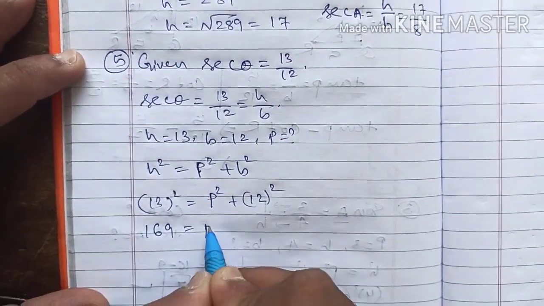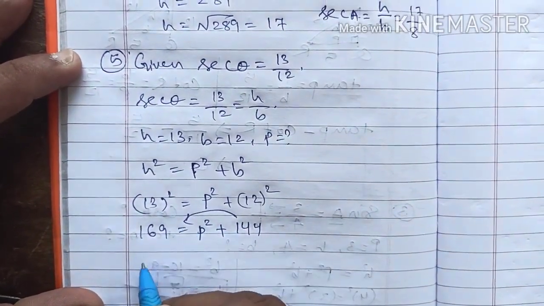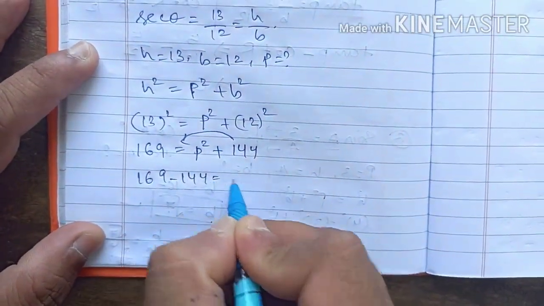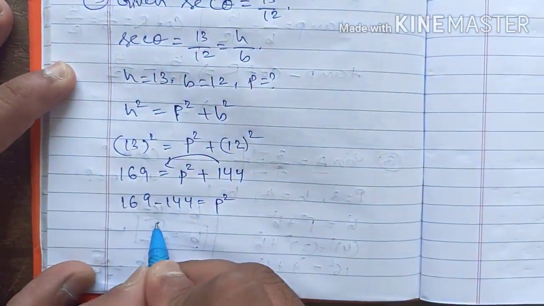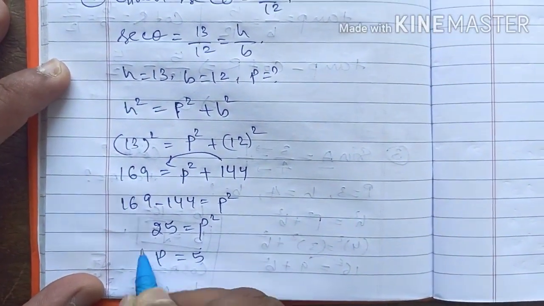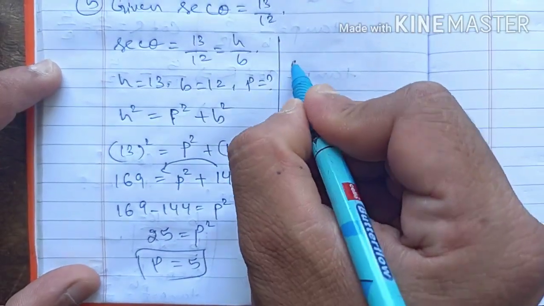169 equals P square plus 144. 169 minus 144 equals P square. So we will get 25 equals P square. That means P equals 5. Okay, now write the other 5 trigonometric ratios.